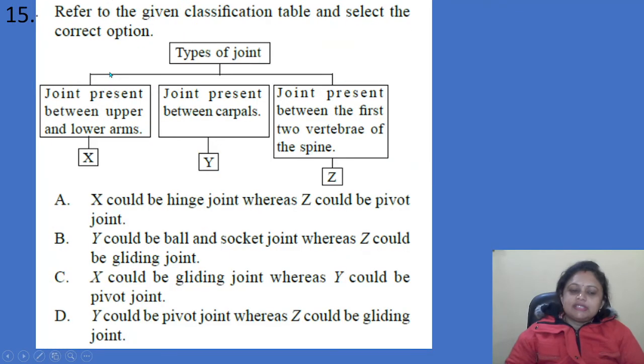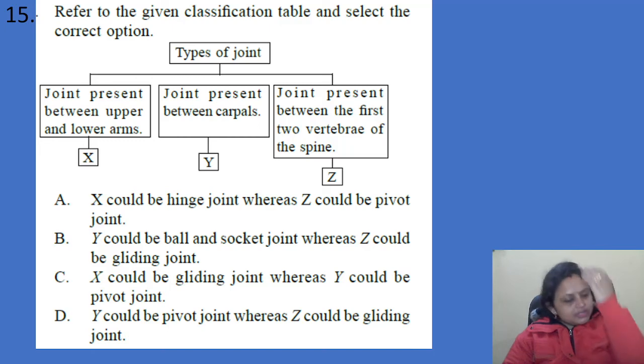Coming to the next question, refer to the given classification table and select the correct option. Types of joint. Joint present between upper and lower arms, that is X. Y, joint present between carpals. Then Z, joint present between the first two vertebrae of the spine. So options are A, X could be hinge joint, whereas Z could be pivot joint.